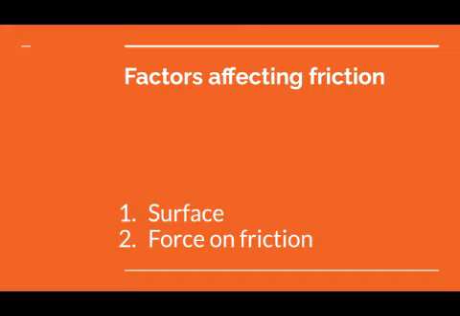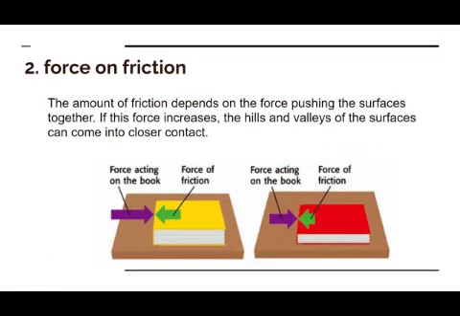So the other factor that affects friction is the force on the surfaces. The amount of friction depends on the force pushing the surfaces together. If this force increases, the hills and valleys of the surfaces can come into closer contact. So what does that mean? It means that if I have a heavier book like the one in yellow, it's pressing down more on the surface. And because of that, the surfaces meet closer, the hills and valleys are pressed together even more. And how does that affect friction?